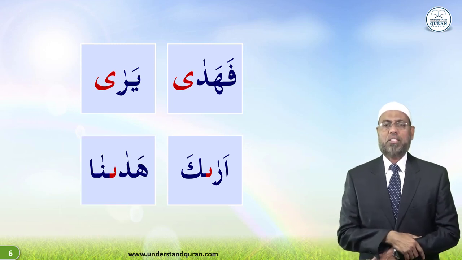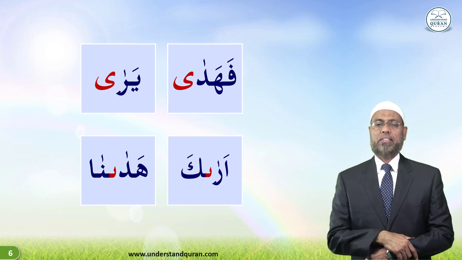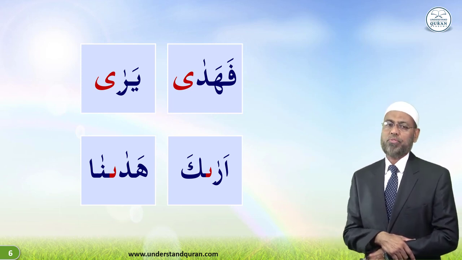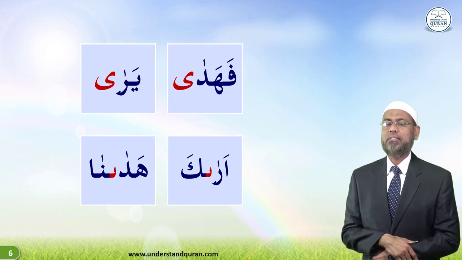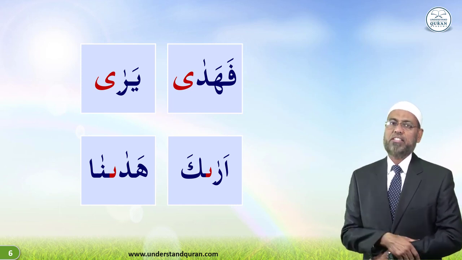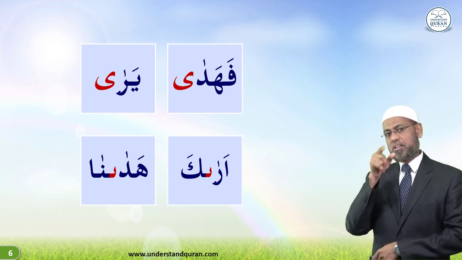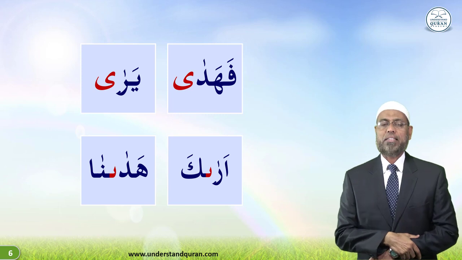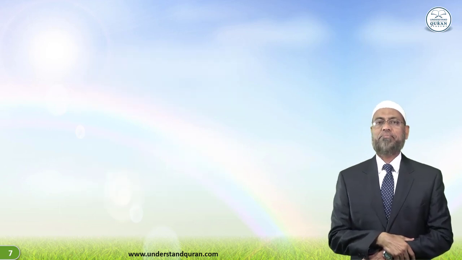Let's take the last one. Hadana, hadana. And here also you see the short form of ya after da, but you don't read it. That's in red color. You don't read it. Just like yara, after ra you have ya, but you don't read it. It is the short form. Hadana. You don't read ya there.